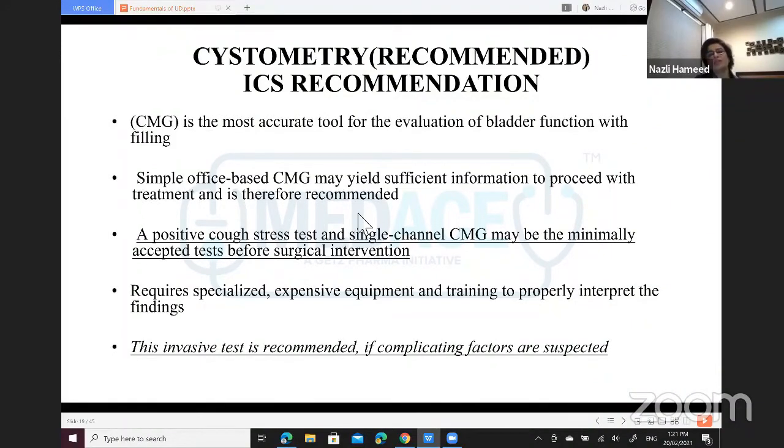So what is the recommendation of the International Continence Society on cystometry? Cystometry is the most accurate tool for evaluation of bladder dysfunction and filling. A positive cough stress test and a single channel CMG may be the minimum accepted test before you perform surgical intervention on any patient. And the invasive test is recommended, especially if we are contemplating that there are certain complicating factors in this patient.